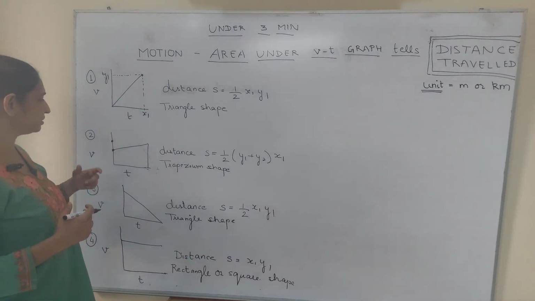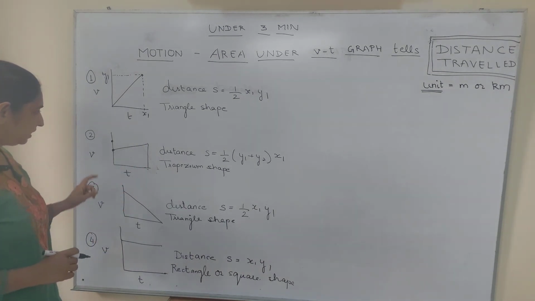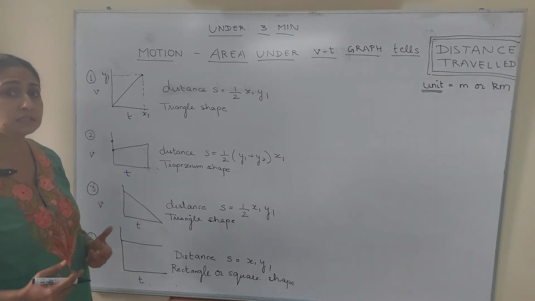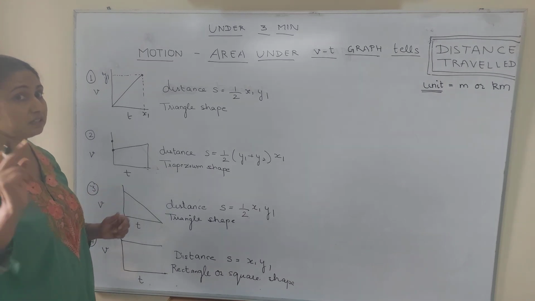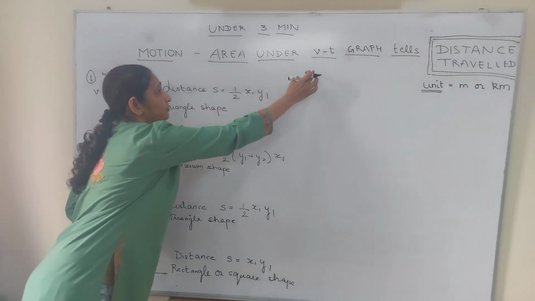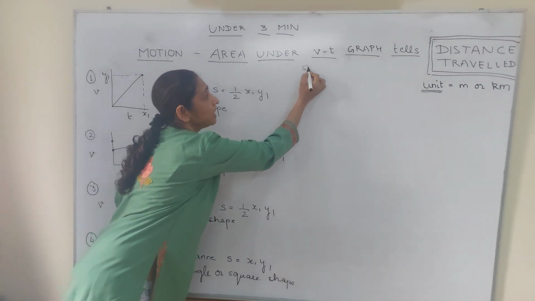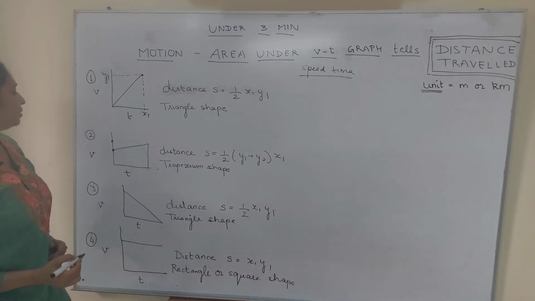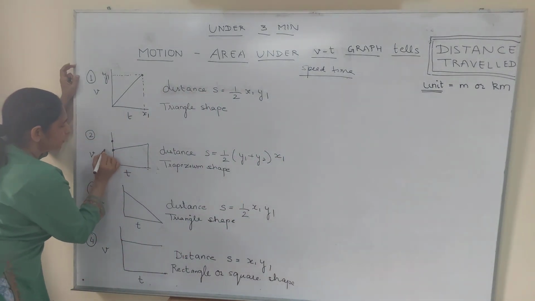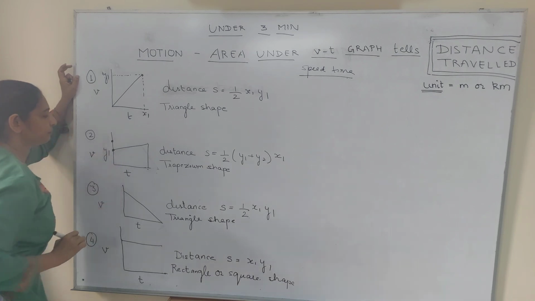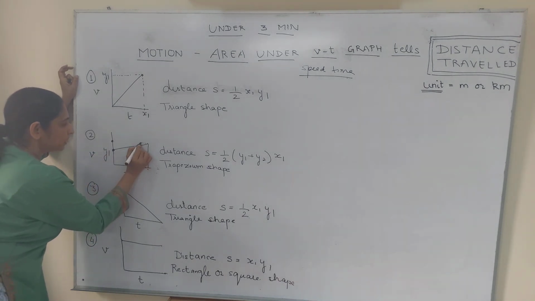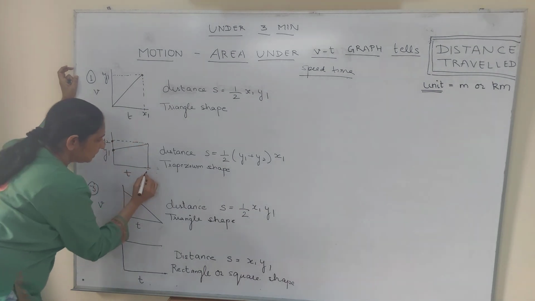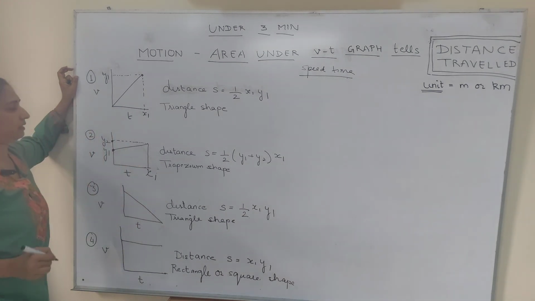The other kind of shape looks like an inverted trapezium. In such a graph, how do you find the distance traveled? Remember, it has to be a velocity time graph, or you can have a speed time graph; that's also allowed. Here, the point where it touches the y-axis, we'll call y1. We'll go left, we'll call this point y2, and this point you will call x1.